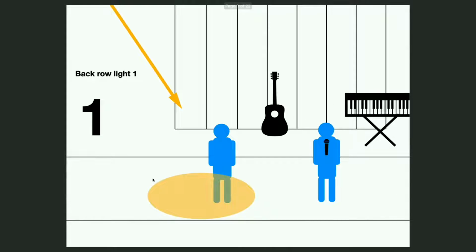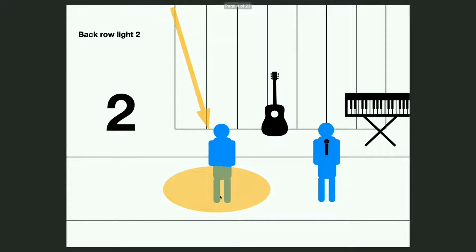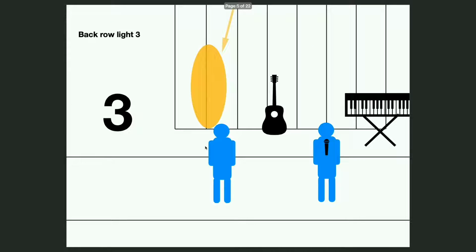This is back row number 1, which is the light shining on the speaker mainly. Back row number 2 is also shining on the speaker. Back row number 3 is shining on the back of the wall.